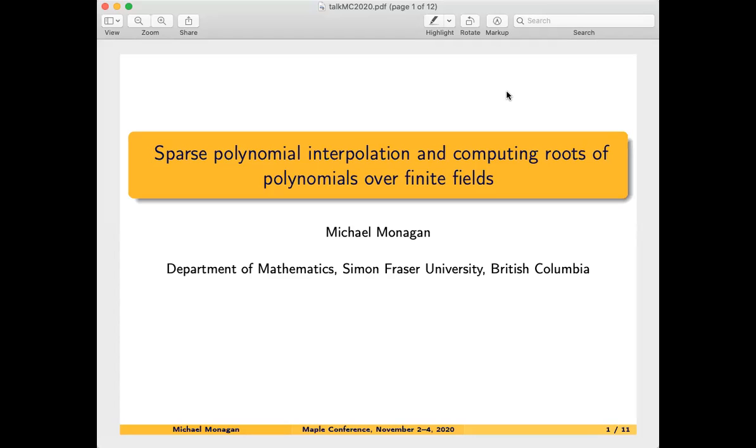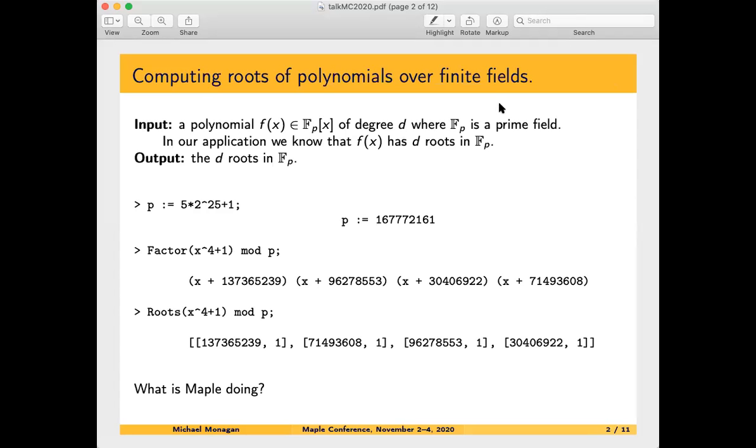The title of my talk is Sparse Polynomial Interpolation and Computing Roots of Polynomials over Finite Fields. The application is sparse polynomial interpolation, but the focus of the talk is on the computation of roots of polynomials over finite fields. Let me introduce the problem.